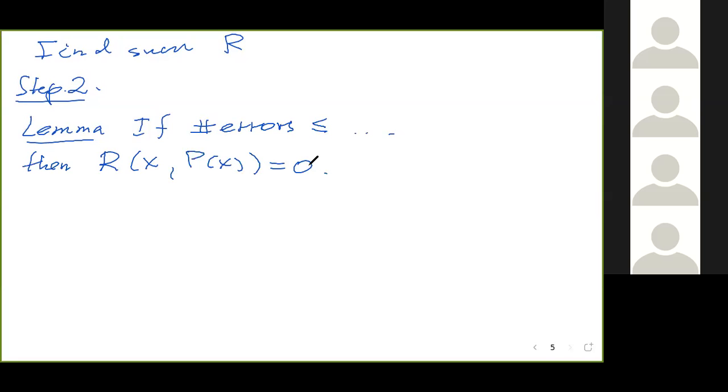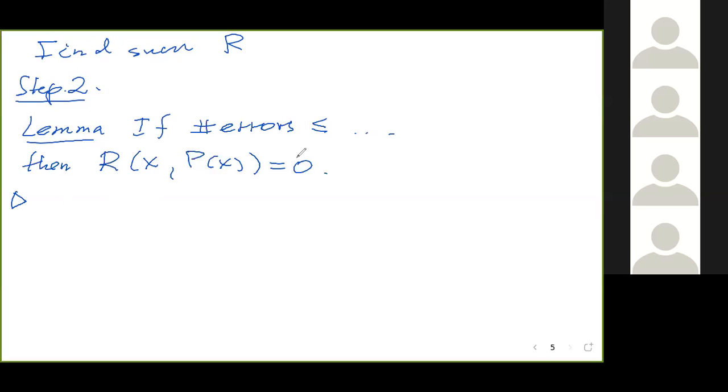So why is this? First of all, we need to find, of course, this bound, but let's start with the proof and we will see which bound we need. So how can we use the fact that the number of errors is small? Somehow we need to connect the number of errors with our multiplicities. So we need to show how we can prove that this polynomial is 0.